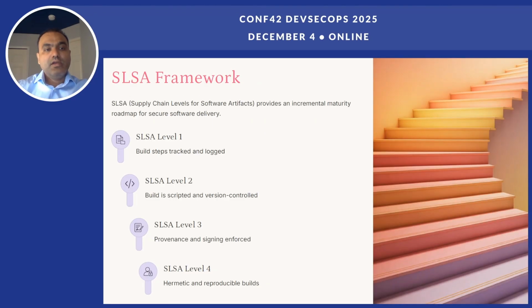The SLSA framework gives us a path forward. You don't need to start at the highest level. You start where you are and mature over time. You begin by ensuring the builds are logged, then you ensure builds run from version control scripts, then you add provenance signing, and eventually you reach hermetic, reproducible builds. SLSA is not about perfection, it's about making each link in the supply chain stronger. Even small improvements make a big difference.